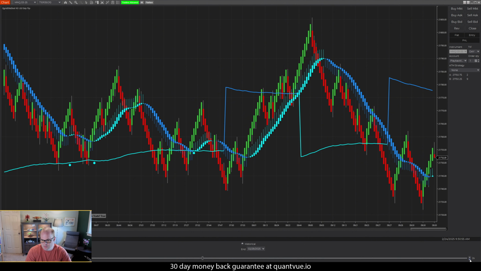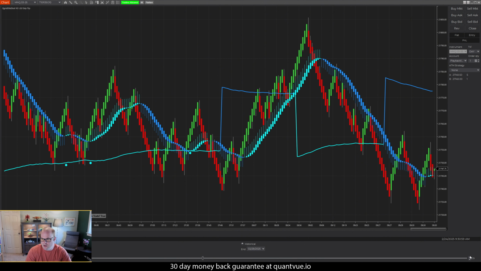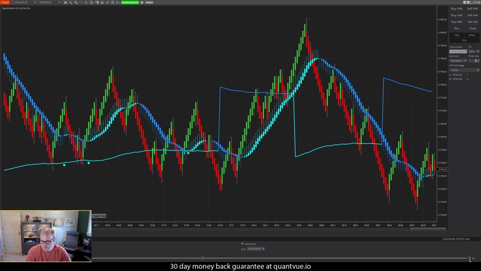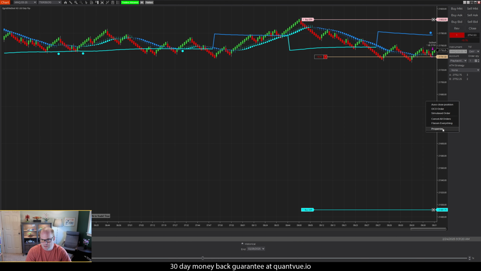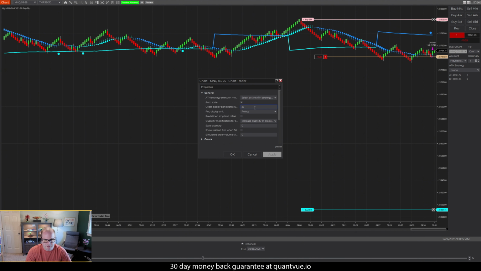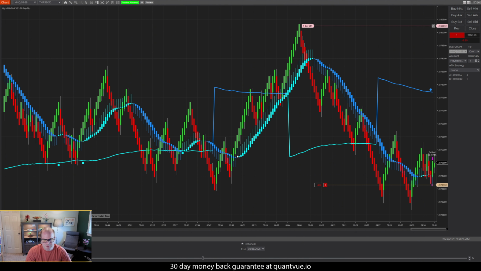I got it marked a little bit off. Well, I'm a minute off. Okay. All right, there's our entry. So you are seeing the stop loss here, the 1,000 tick profit target down here. If you don't want to see those, right click on properties on your chart trader here, uncheck auto scale, and there you go. Now you don't have to watch it anymore. It's not going to zoom out like that.